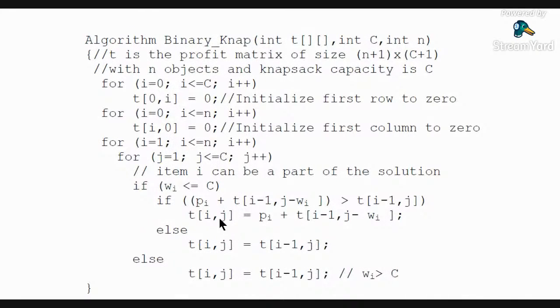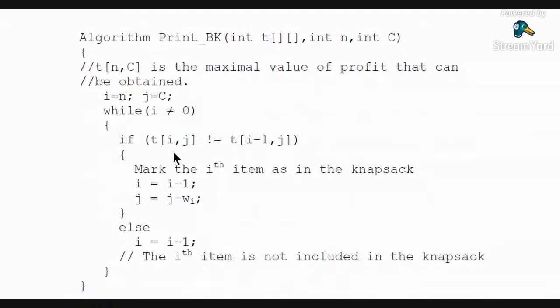When Tij is updated, in both of the remaining two cases Tij is equal to Ti minus 1j, and here also Tij is equal to Ti minus 1j. But in this statement Tij is not equal to Ti minus 1j, it means that we are including that object. Then what will we do? Mark the ith object as in the knapsack, meaning include this item. Now we have taken the decision on the ith object. Now i is reduced, i is equal to i minus 1.